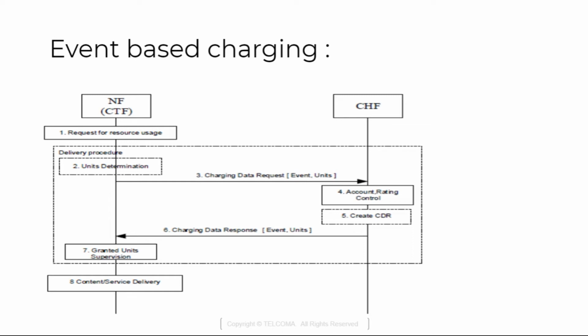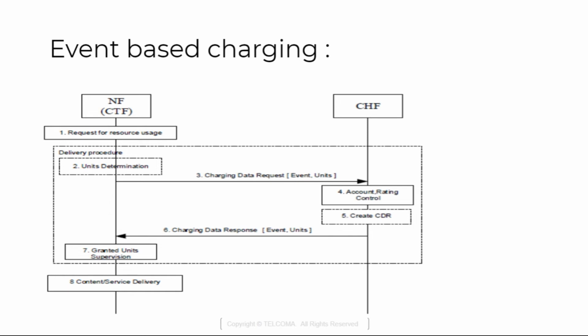Charging data request, events and units. The network function CTF sends the request to CHF for the service to be granted authorization to allow the number of units to be rated and accounted. Then we have accounting or rating control. The CHF calculates the number of monetary units that represent the price and deducts the calculated amount from the user account balance, based upon the number of units requested on an internal unit determination, if the user credit balance is sufficient.